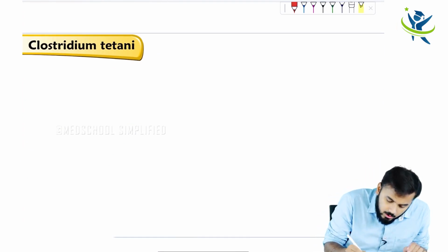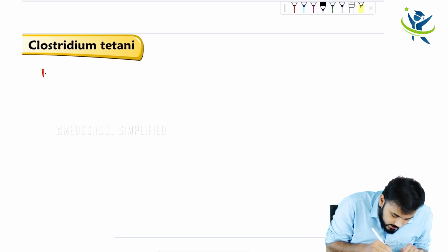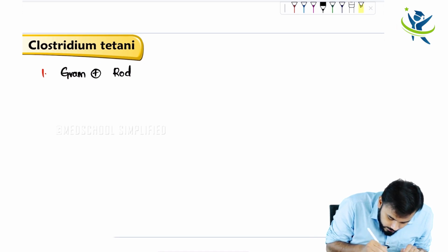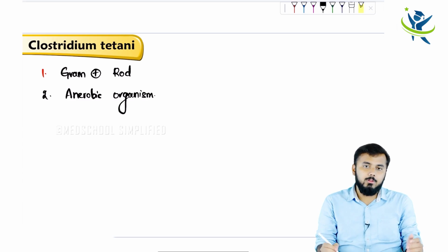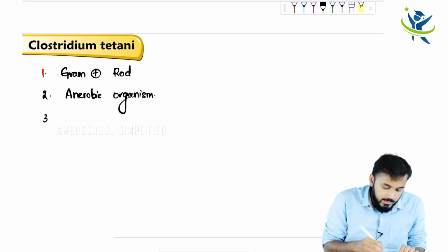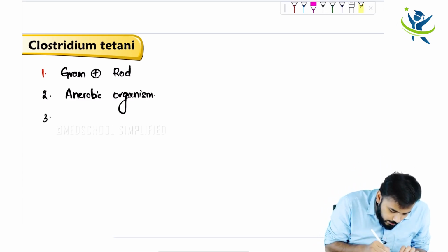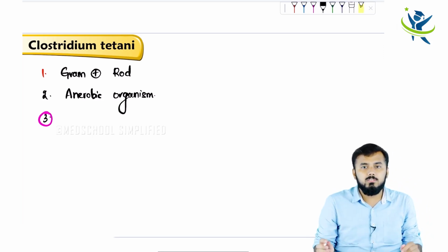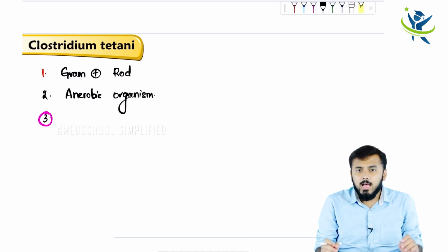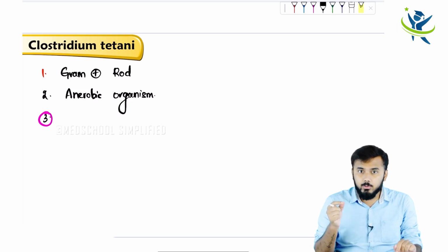First property, all of you very well know that this is a gram-positive rod, and second property is that it is an anaerobic organism. It is not an aerobic organism, it is an anaerobic organism. And the third and most important point is that Clostridium tetani is a spore forming organism. Why am I so concerned about spores? I'll be explaining in a minute why spores are very important. Spores can even be fatal to your life, right?